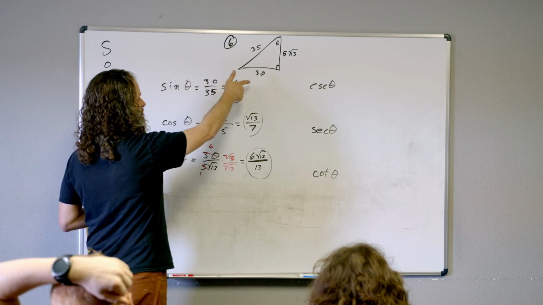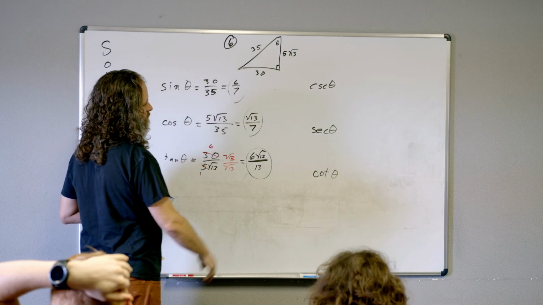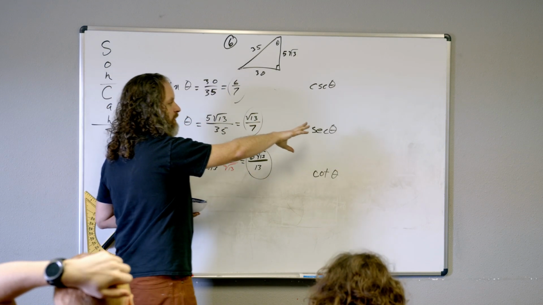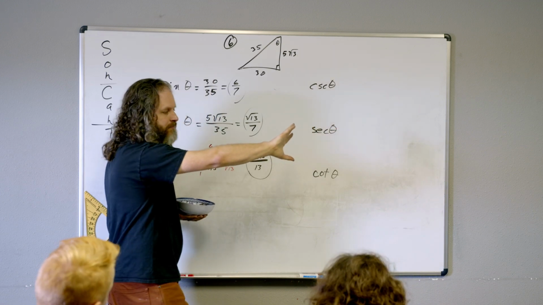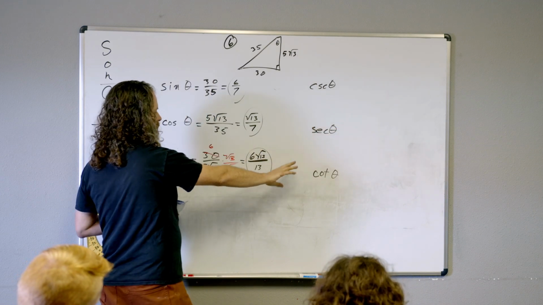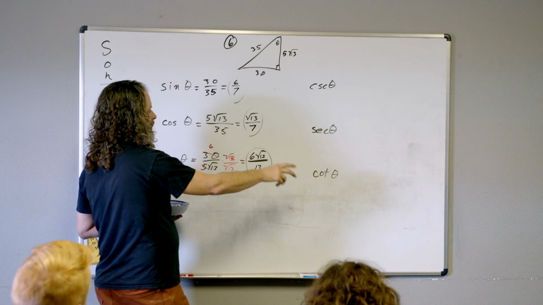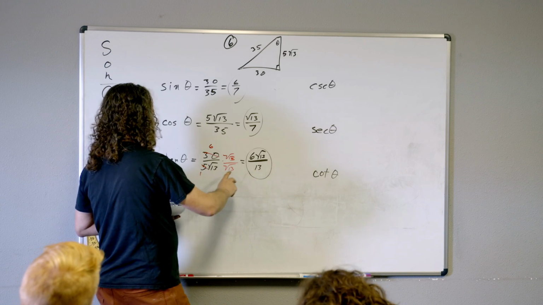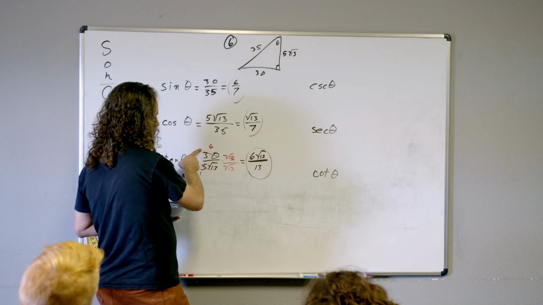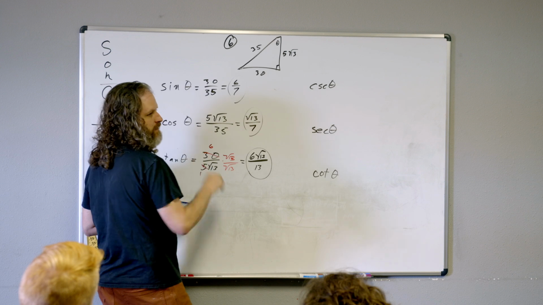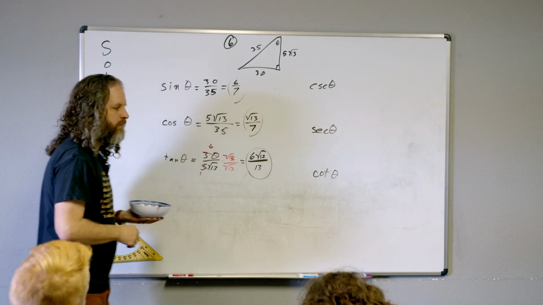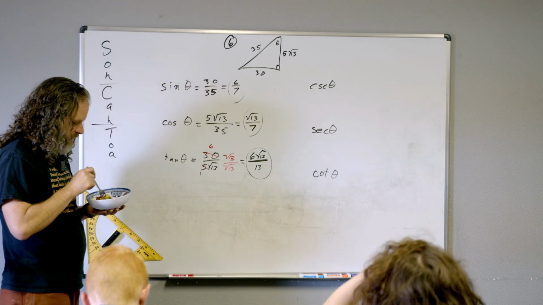And then cosecant will be 7/6. Secant will be 7 over the square root of 13, which we'd have to rationalize. And cotangent might actually be easier to think about by flipping tangent over, so square root of 13 over 6. Okay, what other questions do we have?